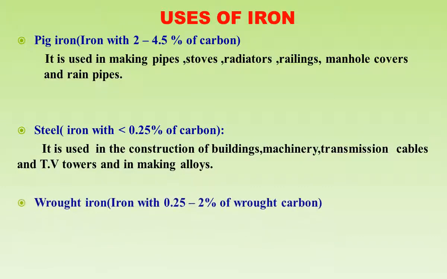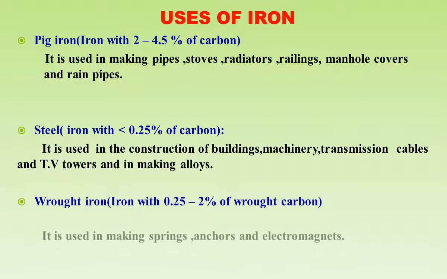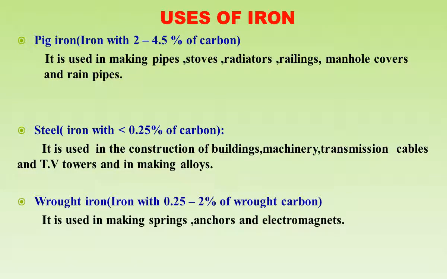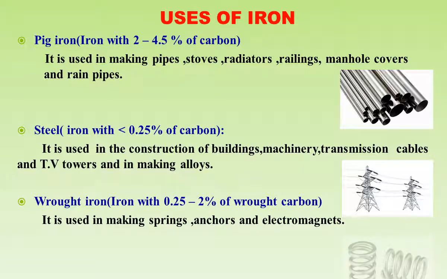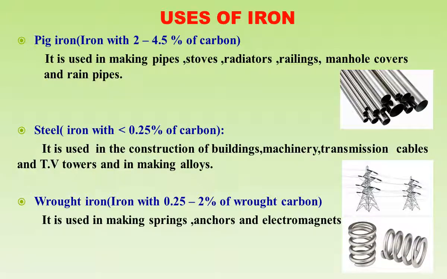And the final one is wrought iron. This iron contains 0.25 to 2 percent of carbon. We use this iron for making springs, anchors, and electromagnets. If you look at the pictures of each of these irons, pig iron is used directly for pipes, steel for transmission cables, and wrought iron for springs and electromagnets. So in these areas we use the different types of iron.